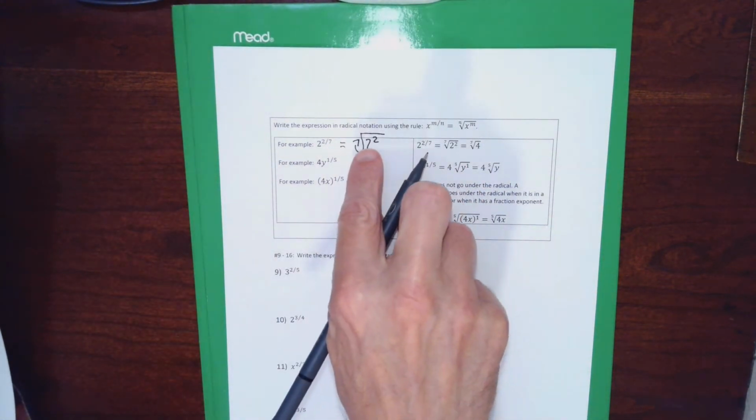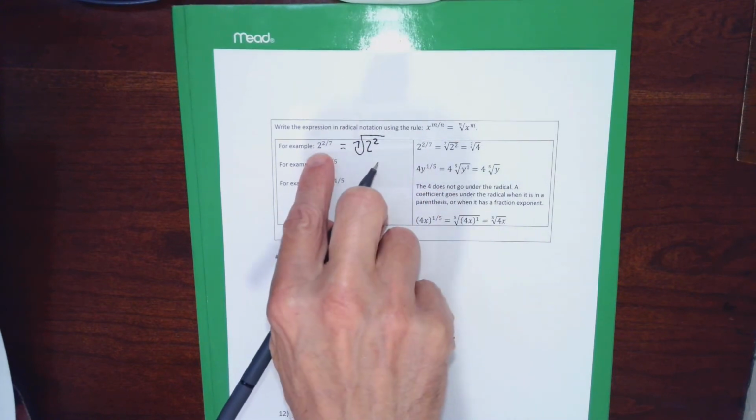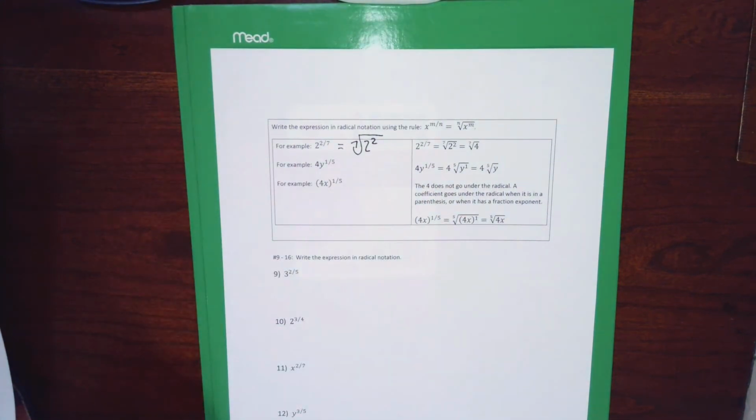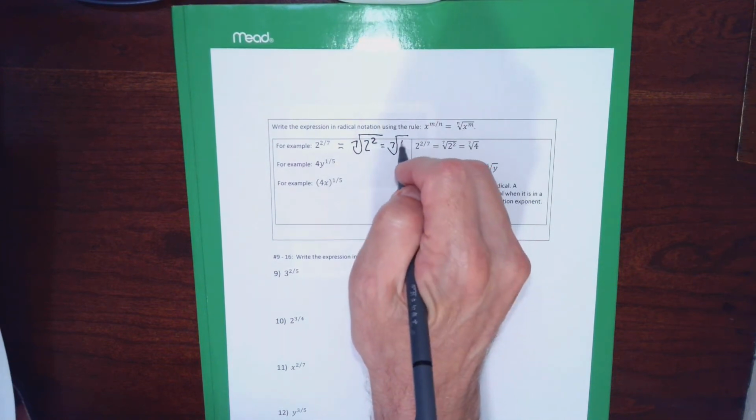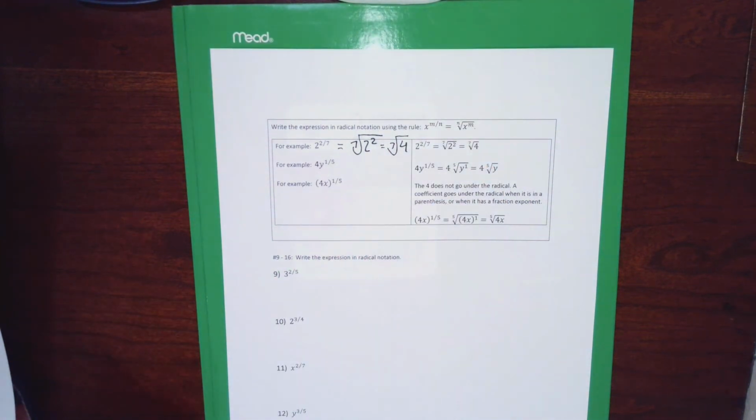Because the 7th root of 2 squared would simplify to 2 to the 2/7 power. So to write an expression with a fraction exponent using a radical, it's just the reverse. And then of course if I get an exponent I know how to reduce, I might as well reduce it.